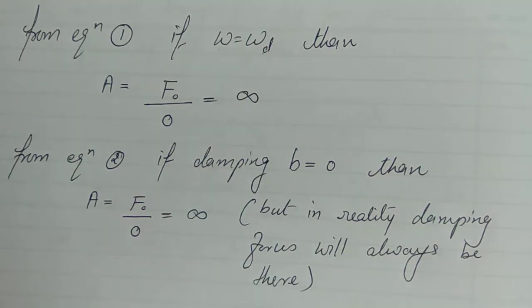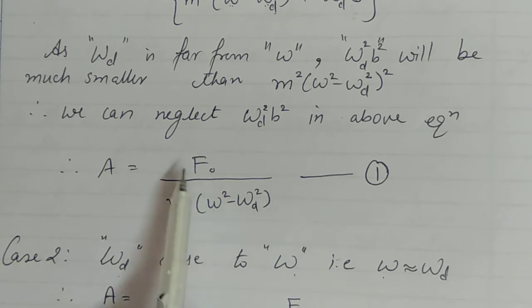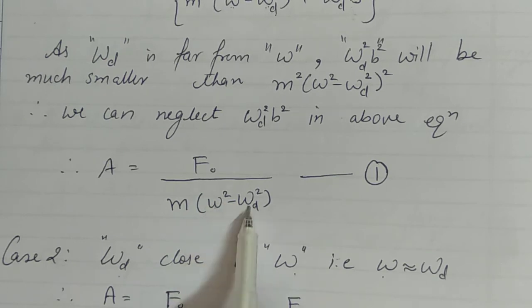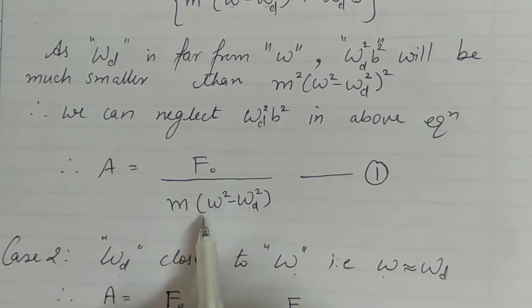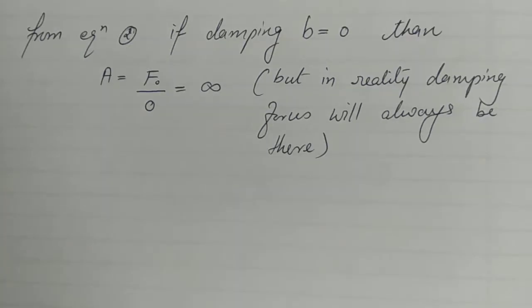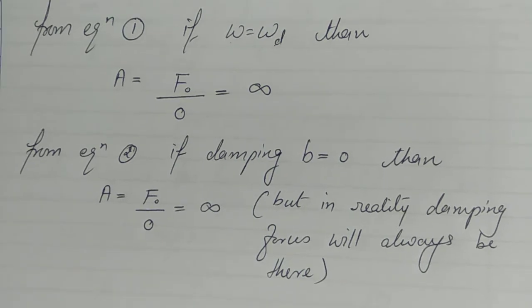So from equation 1 which we have derived, we'll see what happens when we substitute omega equals omega d. So see, this is our equation 1. Here, if I substitute omega equals omega d, then this quantity becomes 0. So f0 upon 0 हो जाता है, and anything upon 0 will become infinite. So what I can say is the amplitude is becoming infinite. So here just see, the amplitude becomes infinite, and this condition is known as resonance.